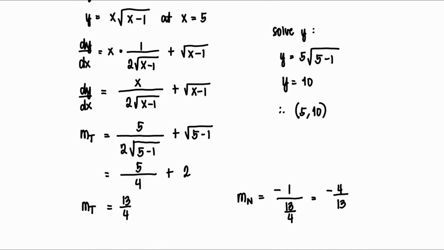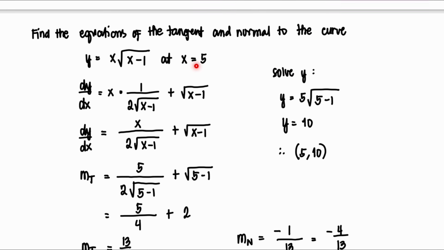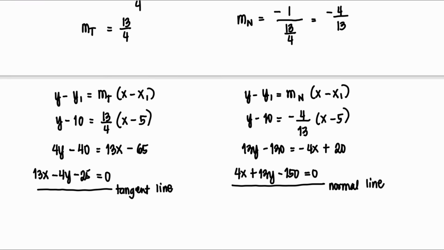So if you're only given the value of x, you still need to solve for the value of y. Substitute it to the given function. After that, you can now have the point, and you already have your tangent and then your normal. Then you can solve for the equation of the tangent and normal using the point slope form of the line.